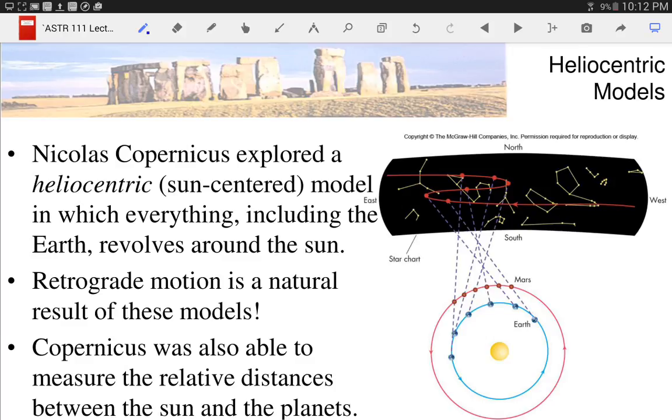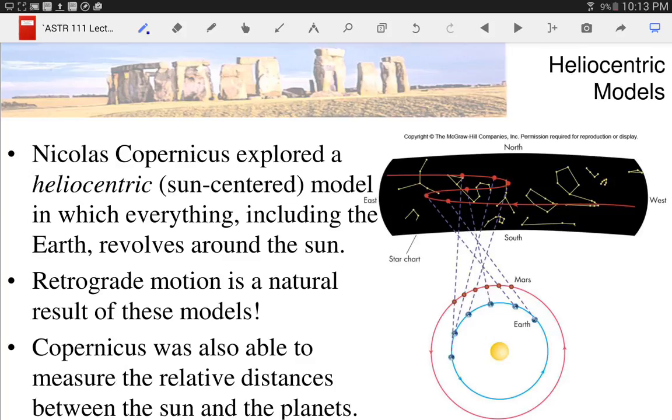Over time, the predictions started getting a little flawed. And so a lot of scientists, people like Tycho Brahe, spent a lot of time trying to figure out how they could fix it to make it more accurate. Nicholas Copernicus is the one who gets the modern day credit for a theory that Aristarchus had.